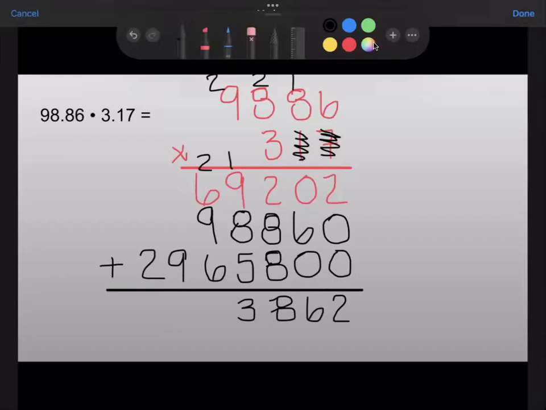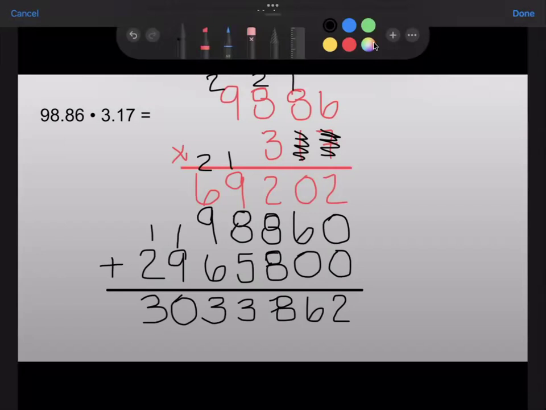Okay, so now we have 6 and 6 is 12. Plus another 2 would be 14. Plus 9 should be 13. So I'm going to put a 3 here and regroup this one. Okay, here I end up with 1 plus 9, which is 10. And then 1 plus 2 is 3. Okay, so now I'm going to double check that just because that's a lot of numbers. So let's double check all that.